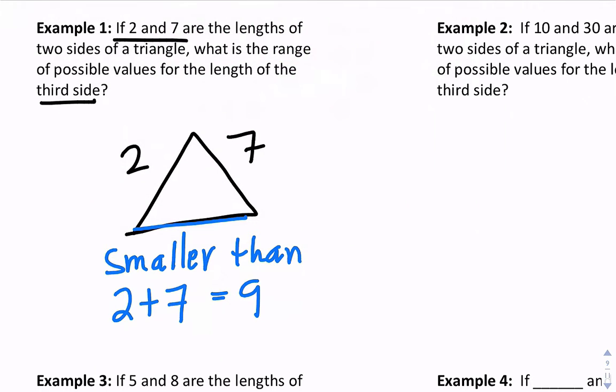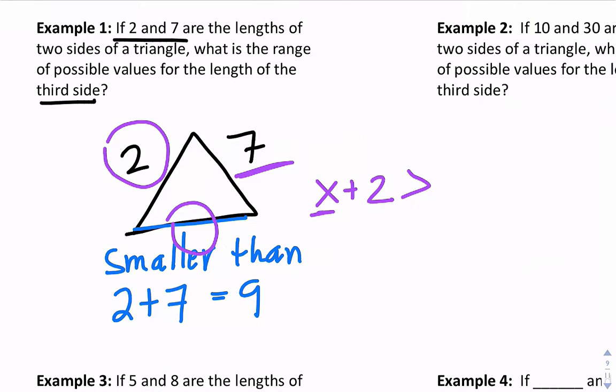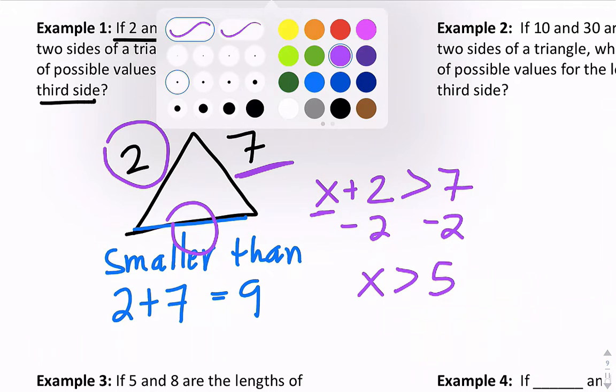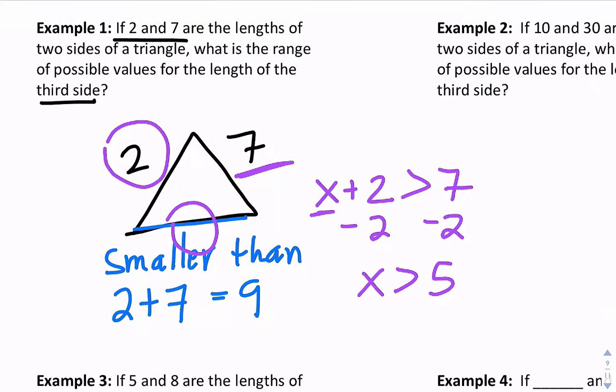But let's say that 7 is our biggest side, all right? Then we have to think x plus 2, so what number plus 2 has to be bigger than 7? Okay, so we can solve this right here. So x has to be bigger than 5. So there's two ways to solve this problem. To find the smallest it can be, so I'm going to write this as a range of numbers. Your side can be between 5 and 9. Well, it has to be bigger than 5, but less than 9.